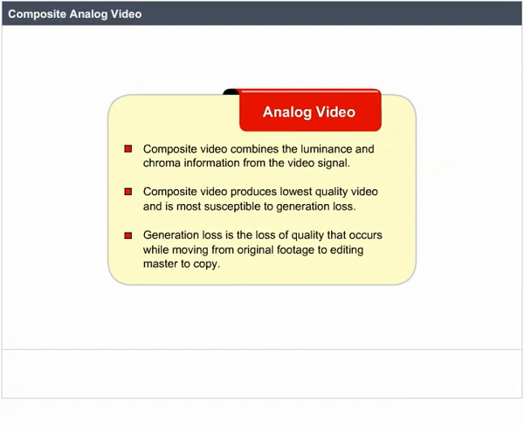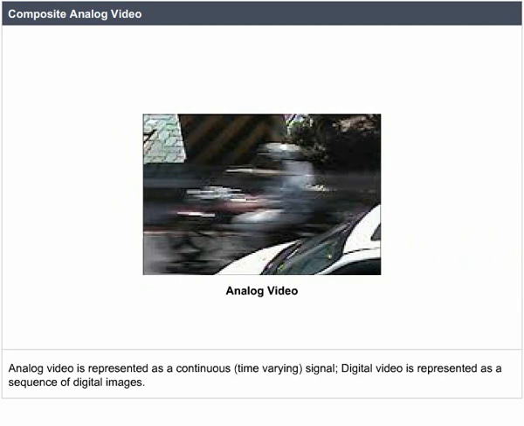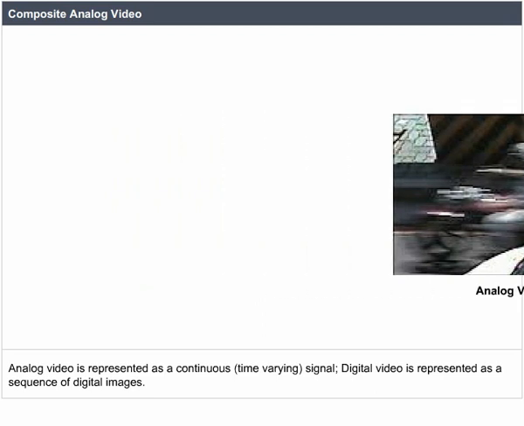Composite analog video. Composite video combines the luminance and chroma information from the video signal. Composite video produces the lowest quality video and is most susceptible to generation loss. Generation loss is a loss of quality that occurs while moving from original footage to editing master to copy. Analog video. Analog video is represented as a continuous, time-varying signal. Digital video is represented as a sequence of digital images.